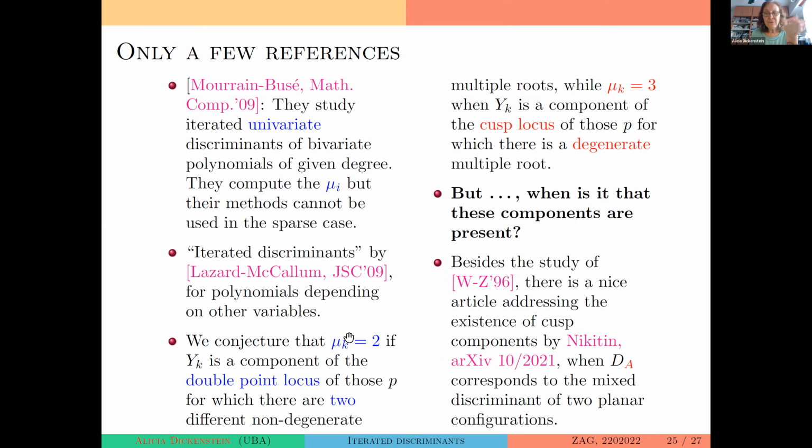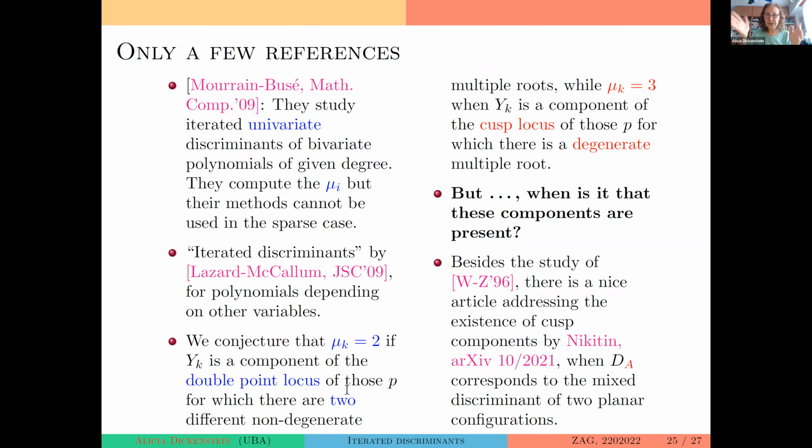And then if we look at our examples, and some that we computed that I didn't put in the slides, and the results by Bernard and Rambuset, we conjecture, in fact we prove, that the exponents are always at least 2. But it's more or less clear that the conjecture is that the exponent should be 2 if we get a component of the double point locus.